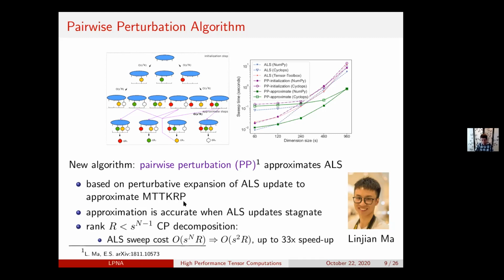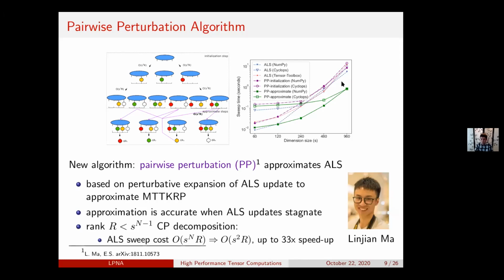But the takeaway in terms of performance is that we go from a cost that's proportional to the dimension to the nth power, where n is the order of the tensor, so this is the size of the tensor times the rank, to something that's quadratic in the dimension of the tensor times the rank. So this is actually independent of the order of the tensor. At least, there's a constant prefactor there, but not a power of s to the n. And in practice, we observe large speedups for these approximated steps, such as in one case, a 33x speedup.